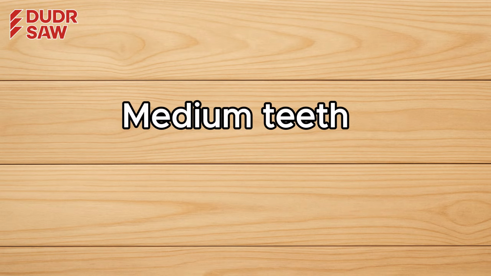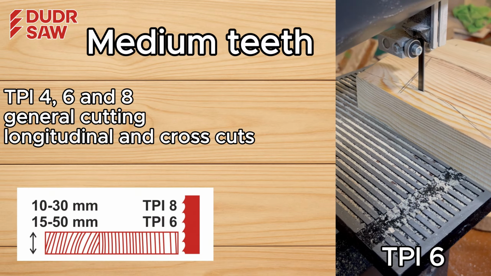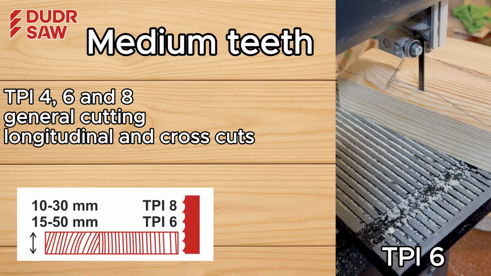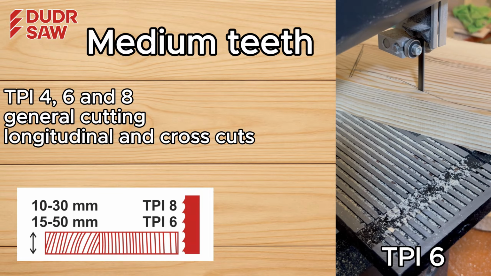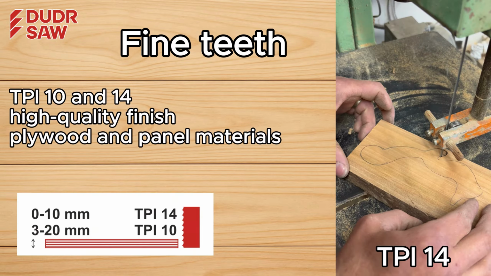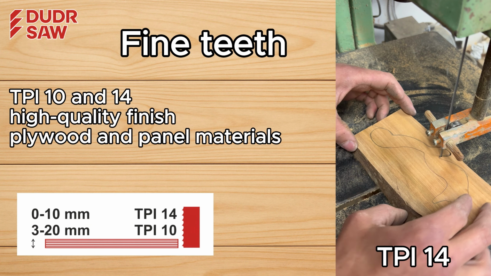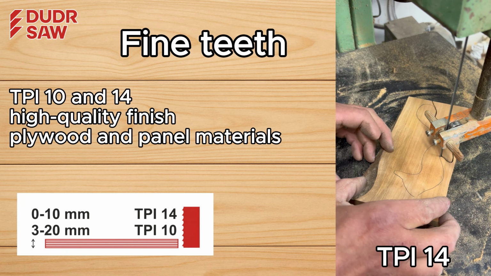Medium teeth. These sizes are used for general cutting and are the most commonly used. These blades are suitable for both longitudinal and cross cuts, offering the best balance of speed and cut quality. Fine teeth. These sizes are used for fine cutting where a high-quality finish is required. These blades are mostly used for plywood and panel materials.